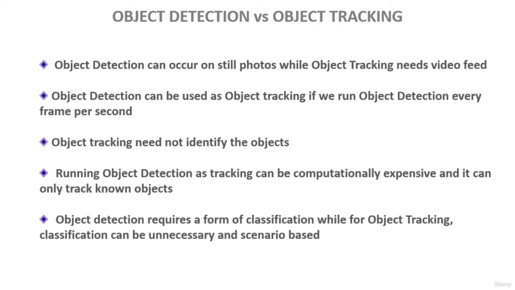Object detection requires a form of classification and localization, while for object tracking, classification can be unnecessary, but that depends on the problem at hand. So it is more scenario based.